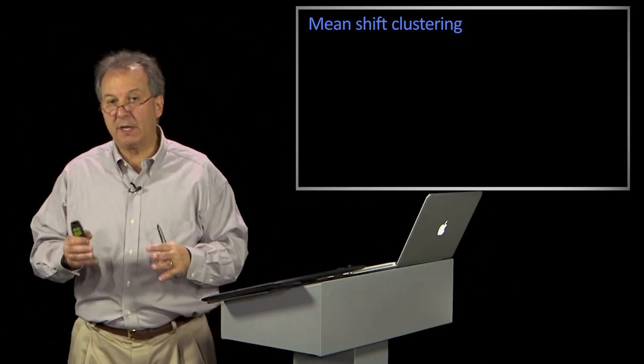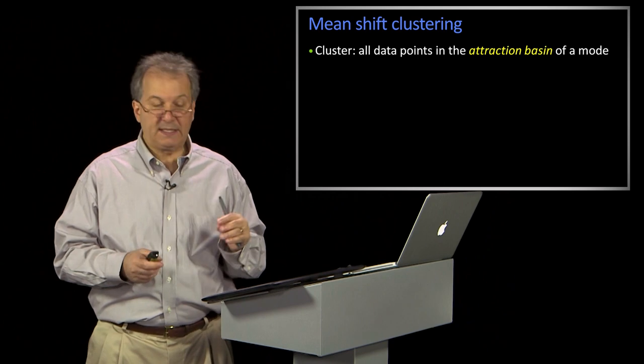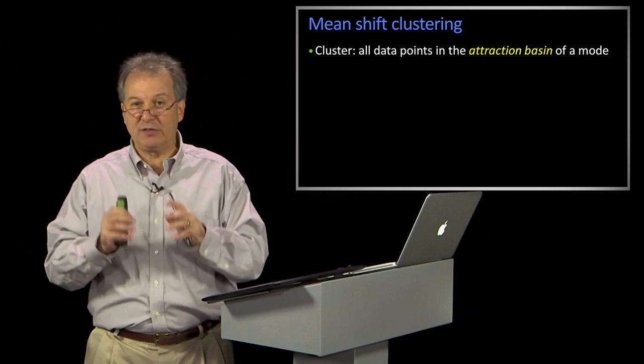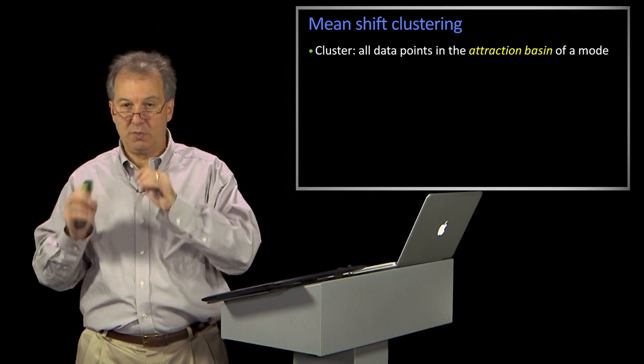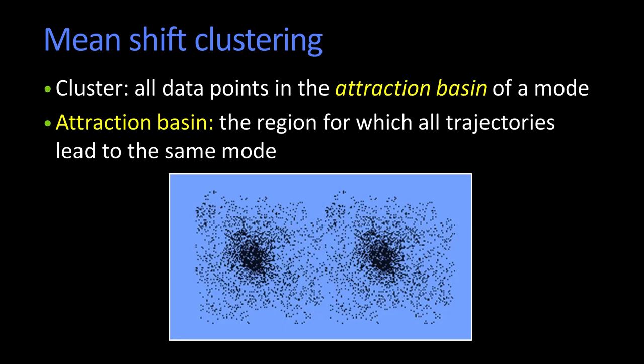So how do we apply this to clustering? Well, basically the idea is you're going to cluster together all the data points that are in an attraction basin of one mode. So what's an attraction basin? An attraction basin is the region for which all the trajectories lead to the same mode, or all the points go there.